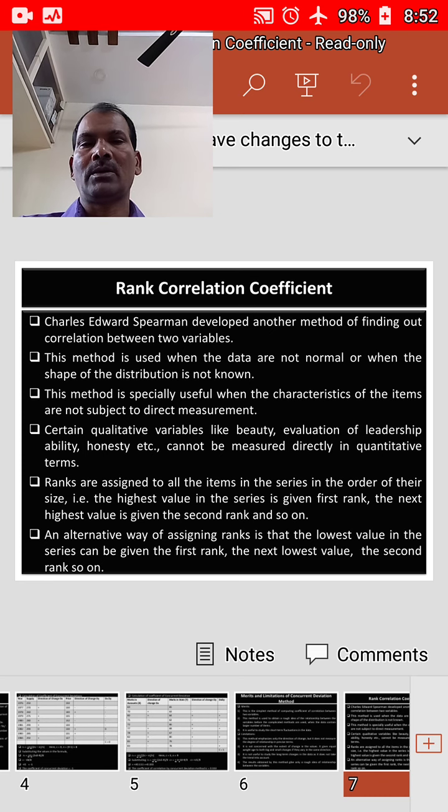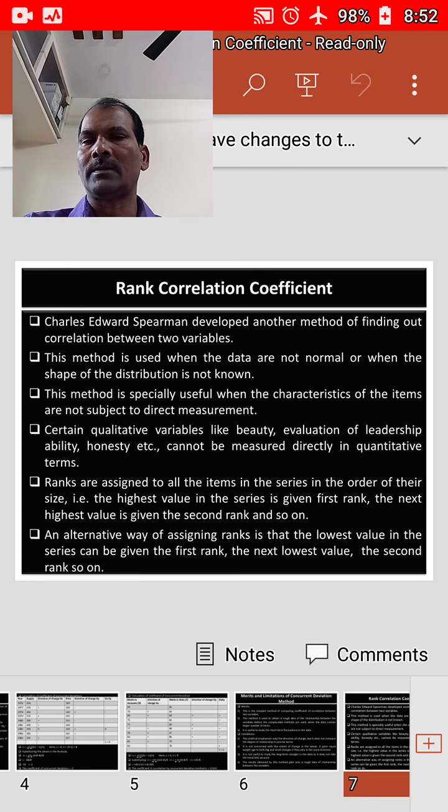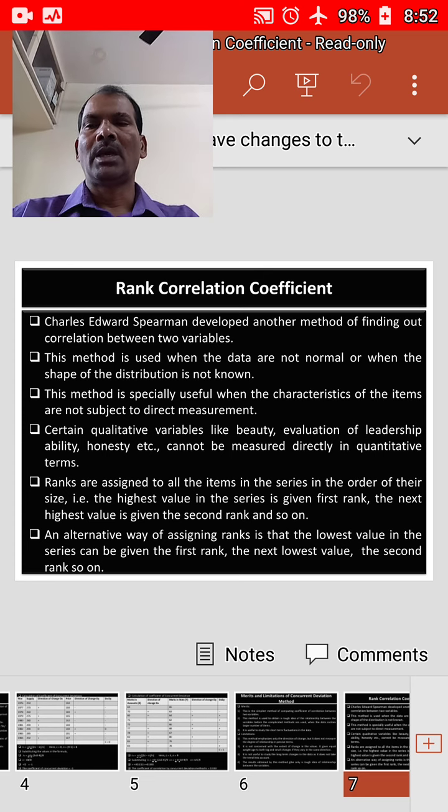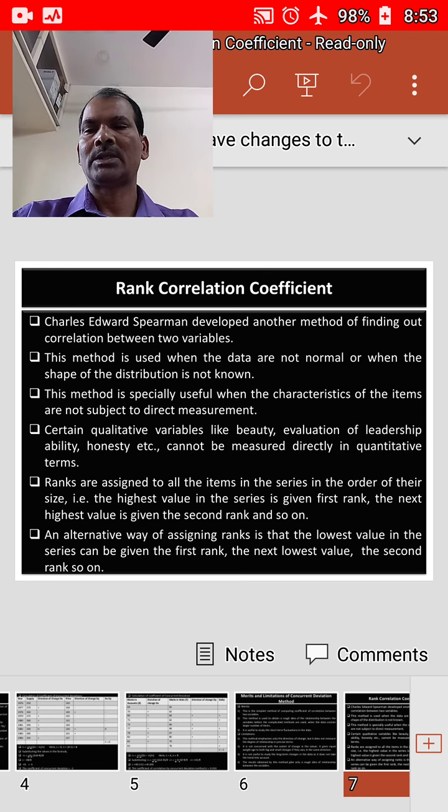Now, rank correlation coefficient. We'll discuss rank correlation coefficient. Charles Edward Spearman developed another method of finding out correlation between two variables. This method is used when the data are not normal or when the shape of the distribution is not known. This method is especially useful when the characteristics of items are not subject to direct measurement.